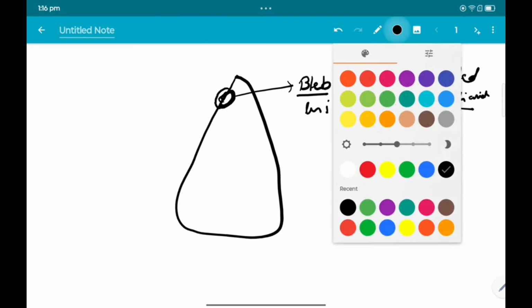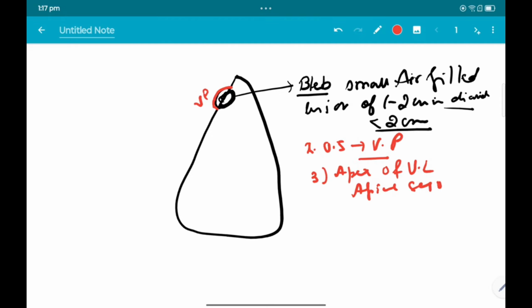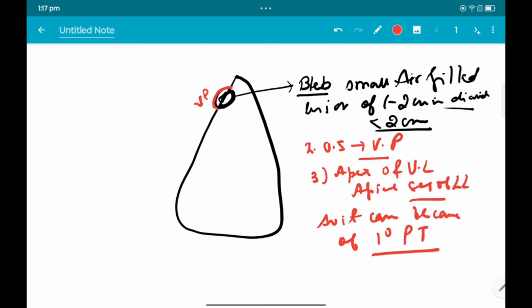Bleb की खास बात क्या होती है? इसकी जो outer surface होती है, it is made up of visceral pleura. Okay, the outer surface of the bleb will be formed by visceral pleura. And it is most common at the apex of the lung, apex of upper lobe of the lung, or apical segment of the lower lobe. Okay, so it can be a cause of primary pneumothorax. Okay, so this is all about bleb.